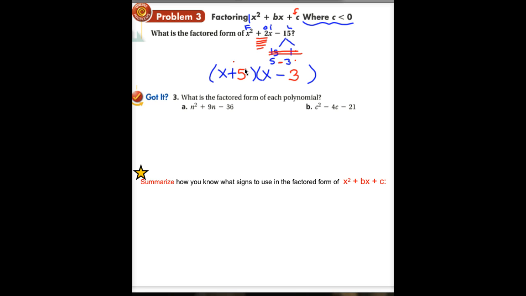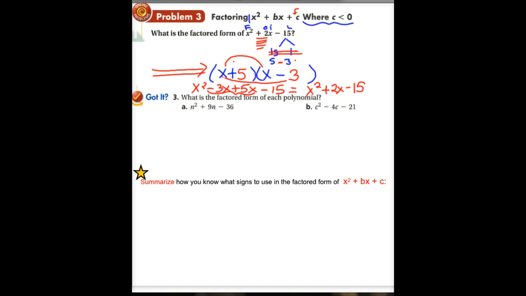And again, how could we check it? We would do first x squared, outside minus 3x, inside plus 5x, and last minus 15. And we'd combine that O and I and make sure we get ourselves right back to the original problem. So this again is called the factored form of the trinomial x squared plus 2x minus 15.